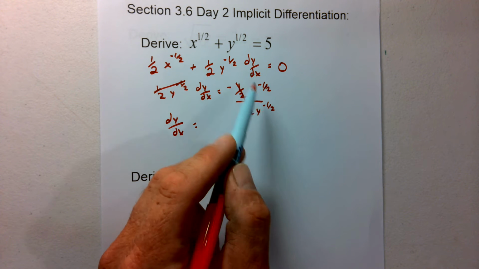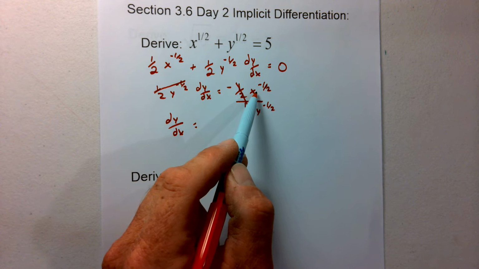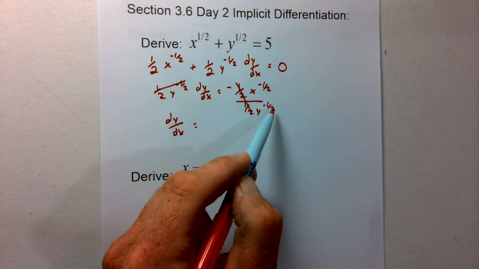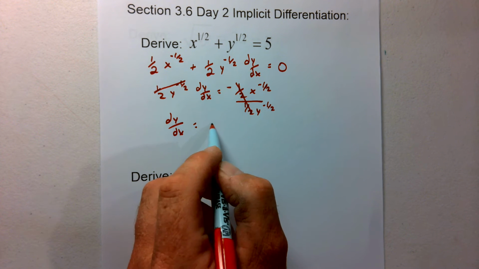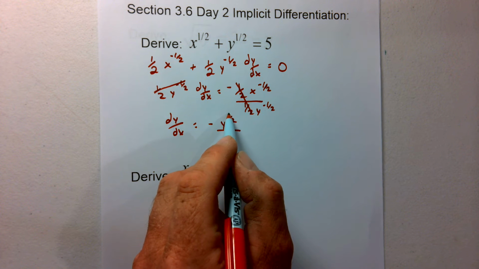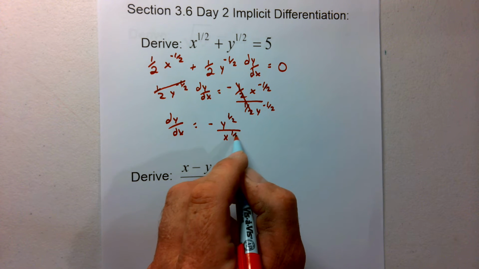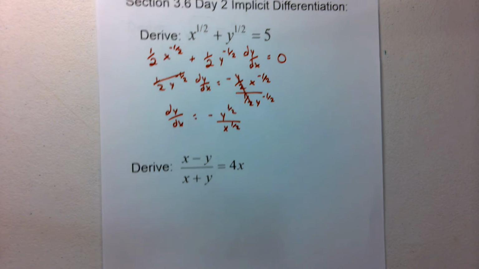We have negative exponents. We can clean these negative exponents up, making them positive by moving them from the numerator to the denominator and from the denominator to the numerator. A little bit of algebra 1 there. So we get the negative of y to the 1/2 over x to the 1/2. And that's going to be our derivative.